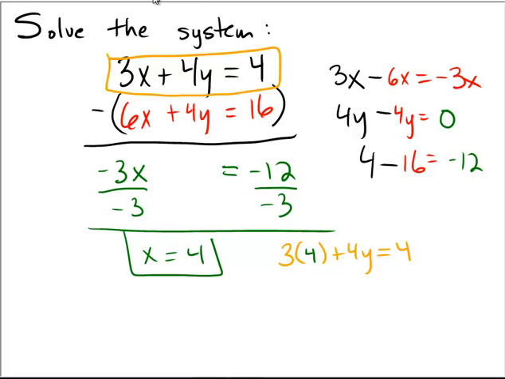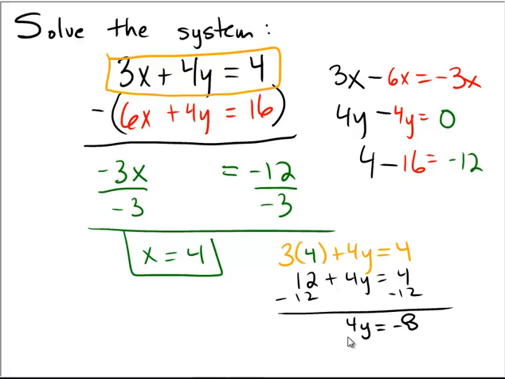In other words, after simplification, we have 12 plus 4y equals 4. Subtract 12 from both sides of the equation to yield 4y equals negative 8, and then divide by 4 on both sides so that we can say that y equals negative 2. So the final answer is to say that x equals 4 and y equals negative 2.